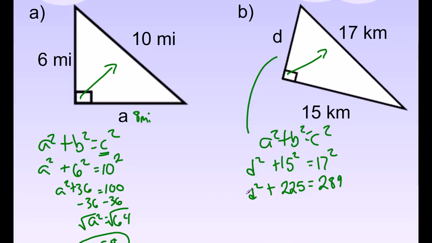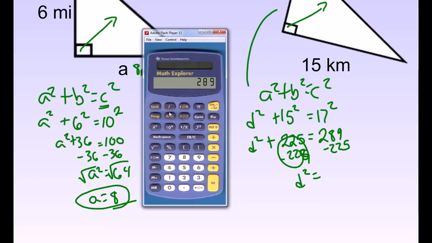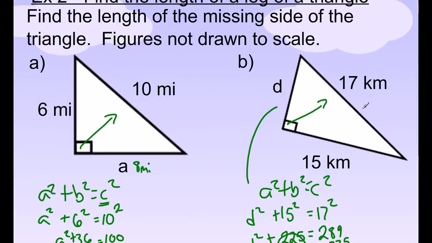And then we want to get the variable by itself, so we have to get rid of this adding piece. So I'm going to subtract 225 from each side. These cancel. D squared equals, it's going to be small, it's probably in the 30s or something. Clear. 289 minus 225 equals 64. I was off. And then finally square root each side like we did before, and D equals 8. So just like the last problem, this missing side is 8, in this case, kilometers.